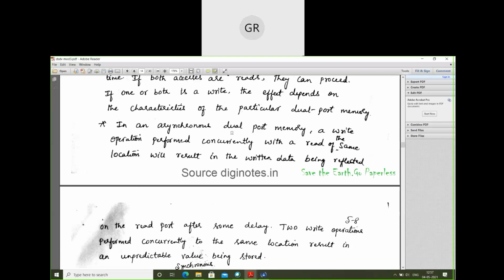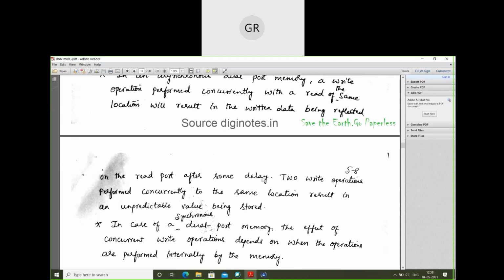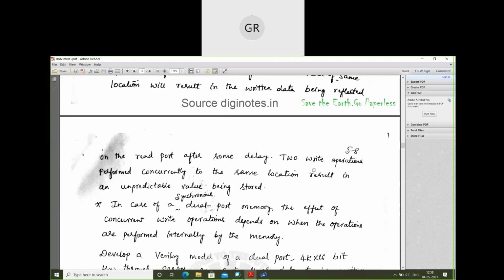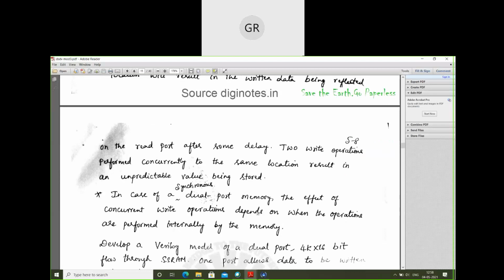In an asynchronous dual port memory, a write operation performed concurrently with a read of the same location will result in the written data being reflected on the read port after some delay. Two write operations performed concurrently to the same location result in an unpredictable value being stored. These are some of the difficulties. One more is the synchronous dual port memory, where the effect of concurrent write operations depends on when the operations are performed internally by the memory.